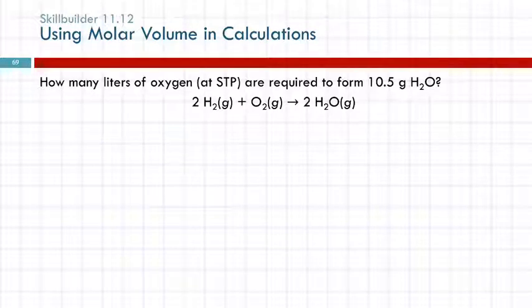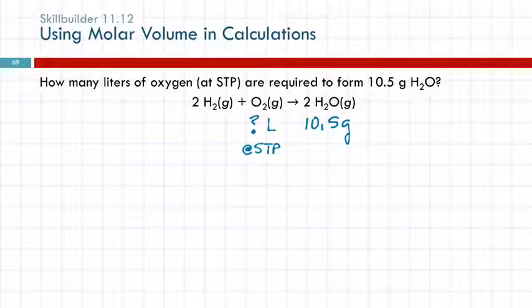So how do we use this in a calculation? How many liters of oxygen at STP are required to form 10.5 grams of water? Yeah, we got to have moles. So let's take our numbers. We've got 10.5 grams of water, so let's write that under water. And that's the only number in there. The question: how many liters of oxygen? So under oxygen, I'm going to write question mark, liters. And then it says at STP, so I'm going to make a note of that.